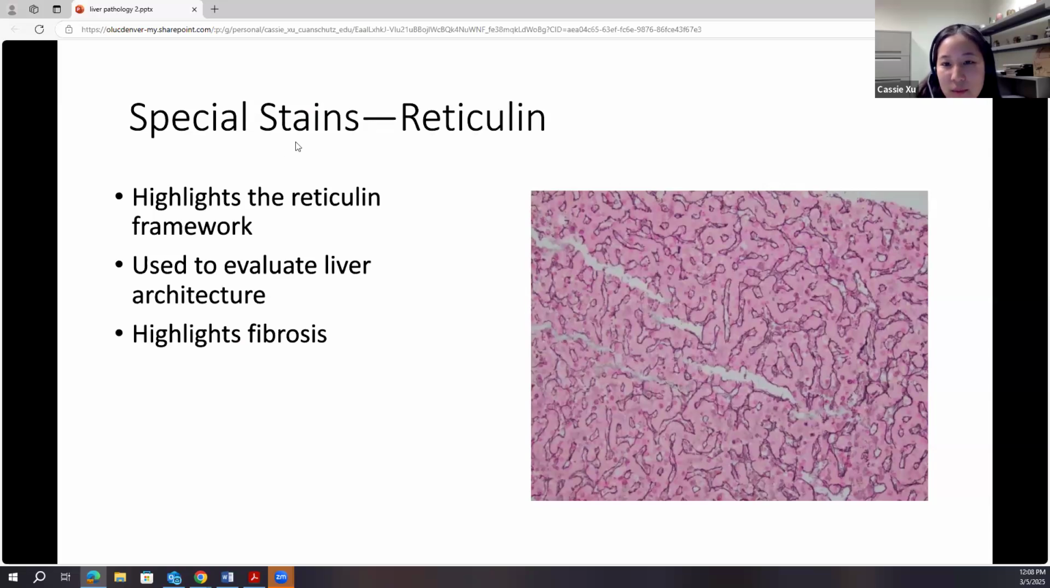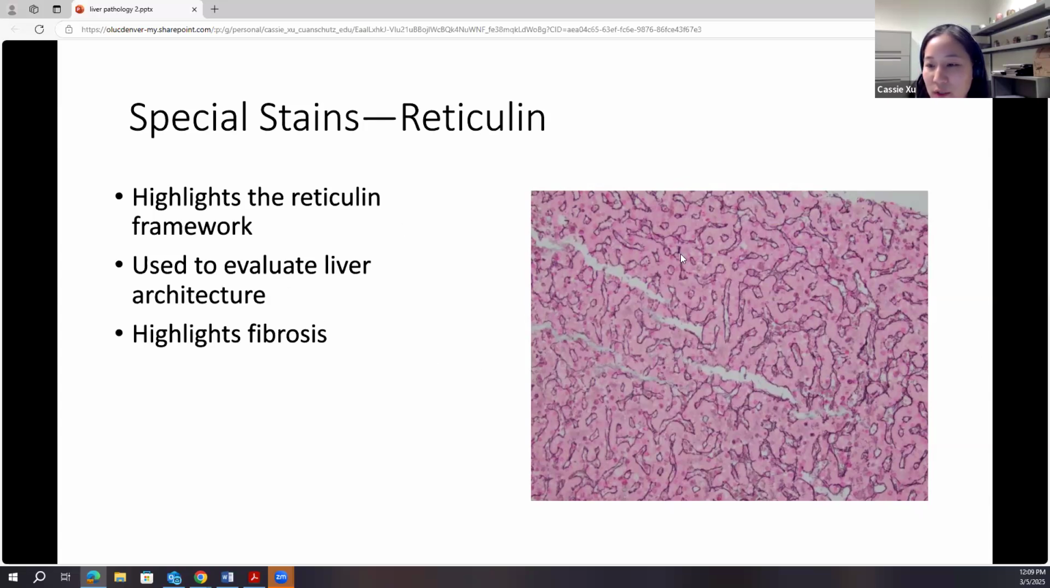The next stain that we often perform is the reticulin stain. This highlights the reticulin framework. We use it to evaluate liver architecture, and it can also help us identify areas of fibrosis. Sometimes our trichrome stain can be a little understained or overstained, and we have trouble deciding if the fibrosis is real or not.